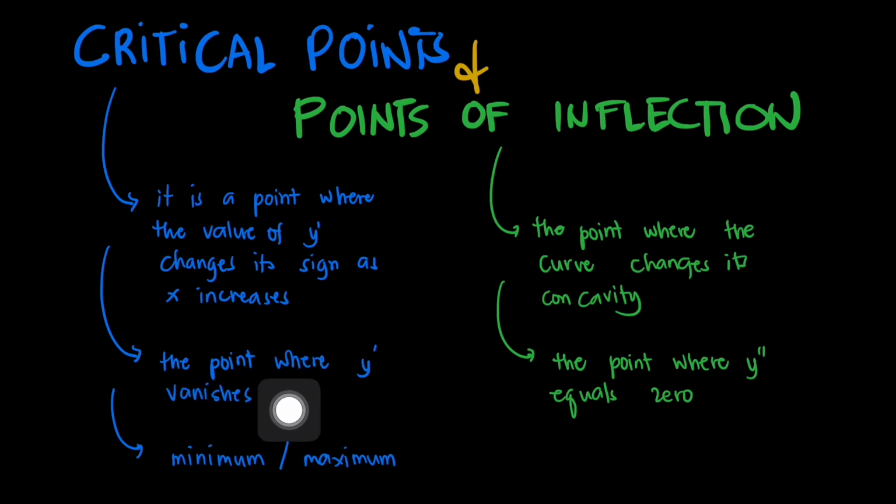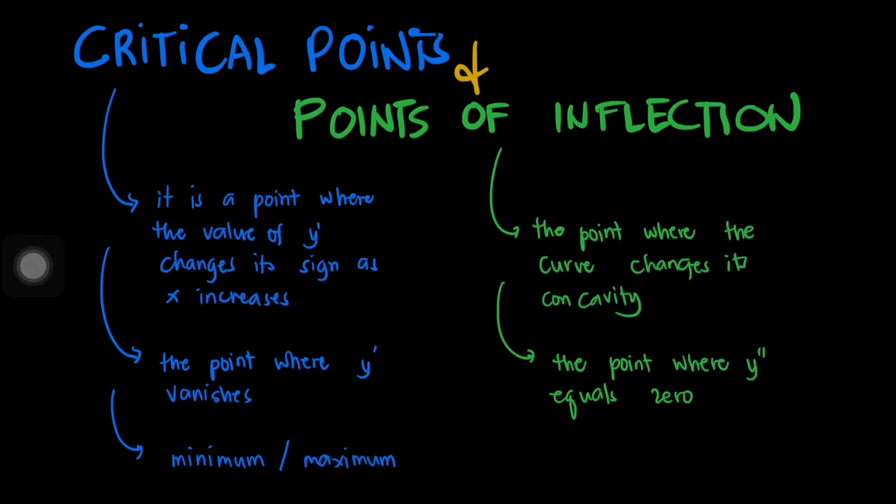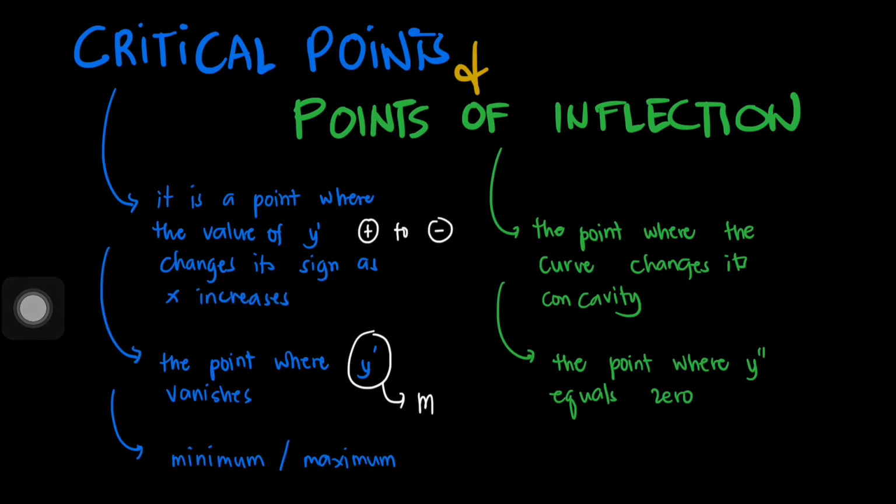It is also the point where y prime vanishes, and it can be classified as the minimum point or the maximum point. Now, we have to remember that y prime can also be interpreted as the slope of the curve at any given point. So, we can also say that if the value of y prime changes its sign, say from positive to negative, as x increases, then it is the point where the slope of the curve changes from positive to negative, right?